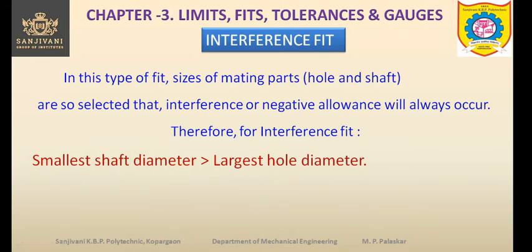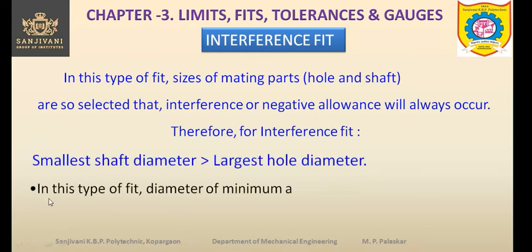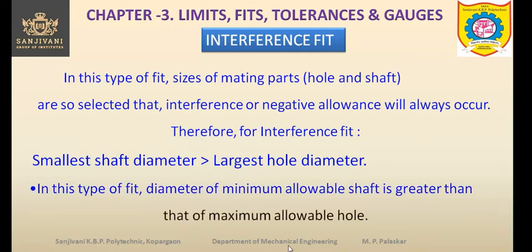fit. But in interference fit, you will find that the shaft is larger than the hole. Always the shaft is larger than the hole. Even if the shaft is smallest, it will still be larger than the largest hole. So that is interference. In this type of fit, the diameter of the minimum allowable shaft is greater than that of the maximum allowable hole. The shaft is always greater than the hole, then only we can get the interference.